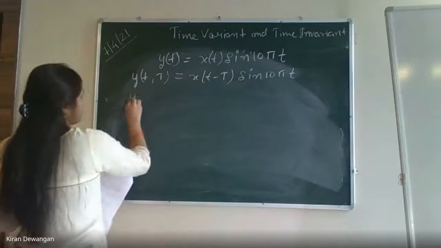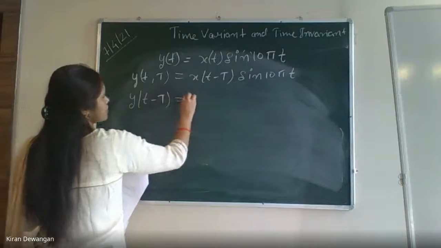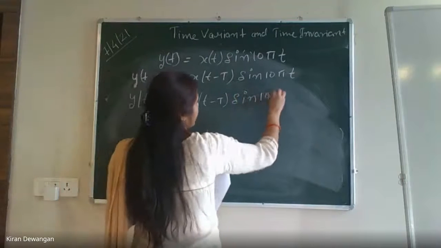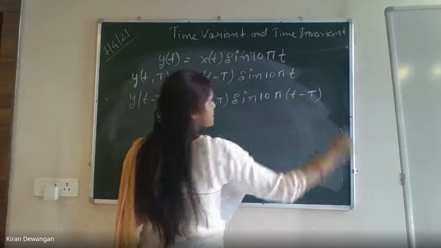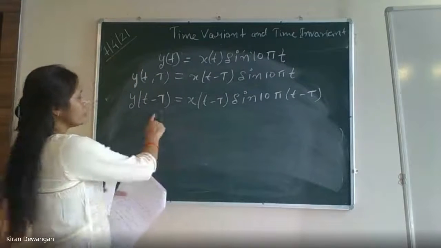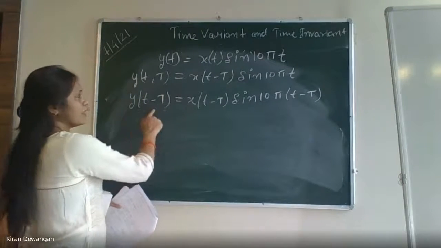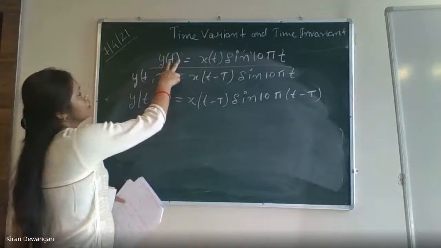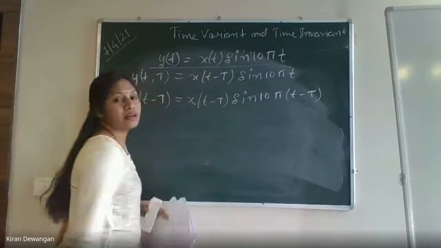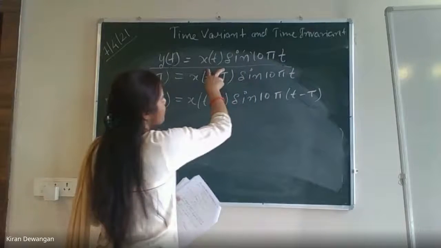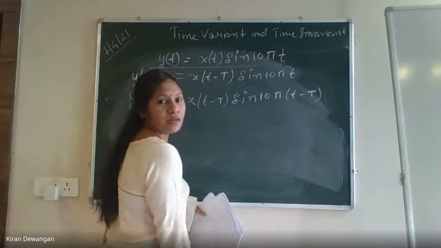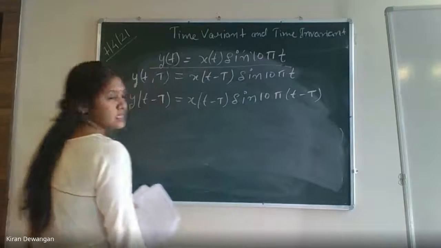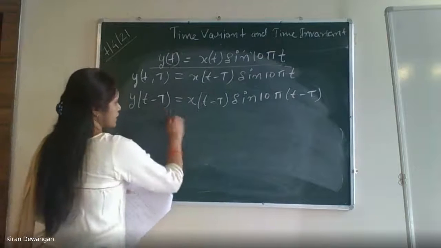Okay? Now if I take y of t minus T, this will be again x of t minus T, but here also it will be sin 10 pi (t minus T). Clear? Because this is a delay in the output itself, the delay is happening in the output, so we have to take the whole thing. Wherever we have t in y of t, in all the places it will be replaced by t minus T. So y of t minus T will be x of t minus T sin of 10 pi (t minus T). So it will be a time variant system. Correct?